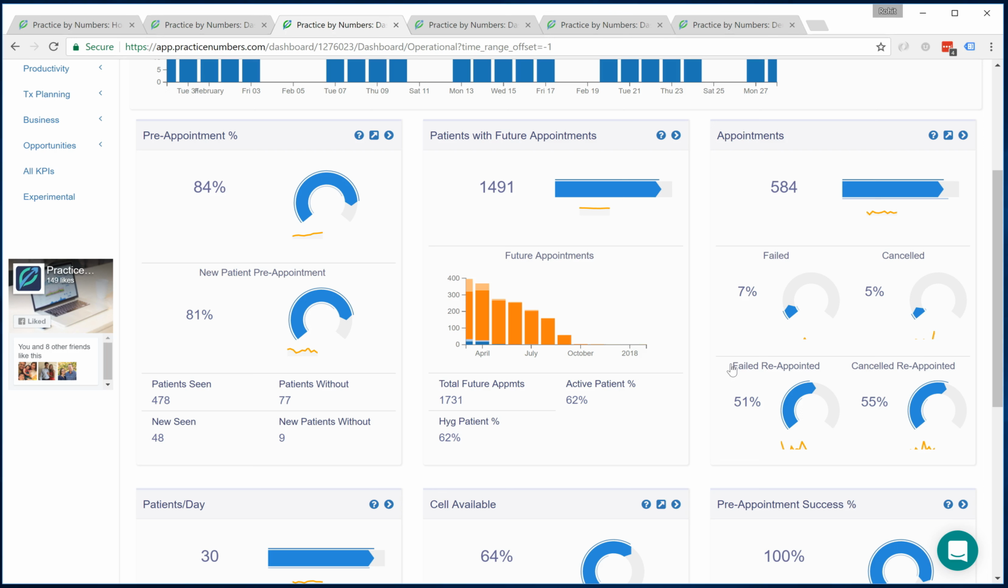So keeping control over who's failing and who's canceling, and dealing with the failed appointments with a clear process, will help you keep your schedule together. And then making sure you call back those failed and canceled appointments will help you with your patient retention as well.